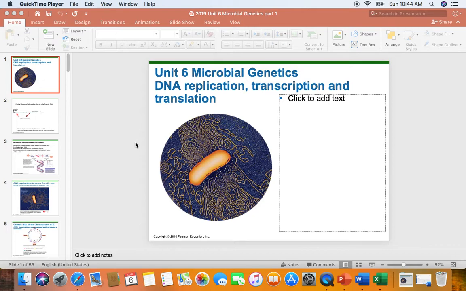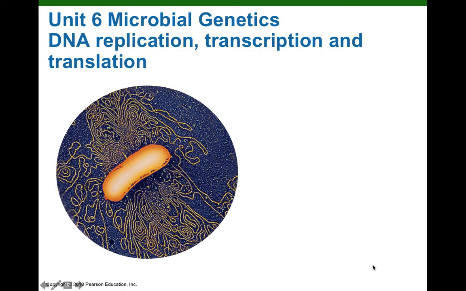Okay, so this is going to be our microbial genetics, our first PowerPoint. In this first PowerPoint, we're going to be describing DNA replication. We'll then describe how the cell uses the information in the DNA sequence to transcribe the DNA into an RNA sequence, and then use the messenger RNA sequence as a guide to make proteins. So the three topics are DNA replication, transcription, and translation.